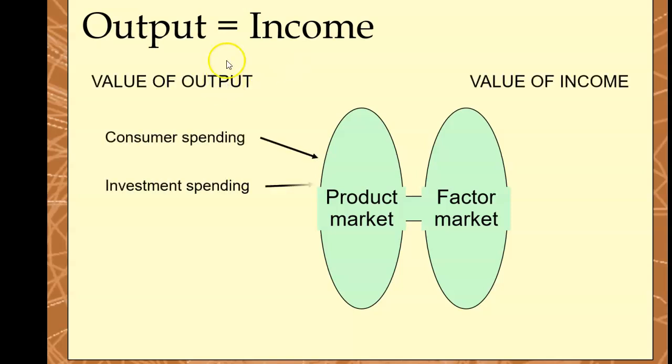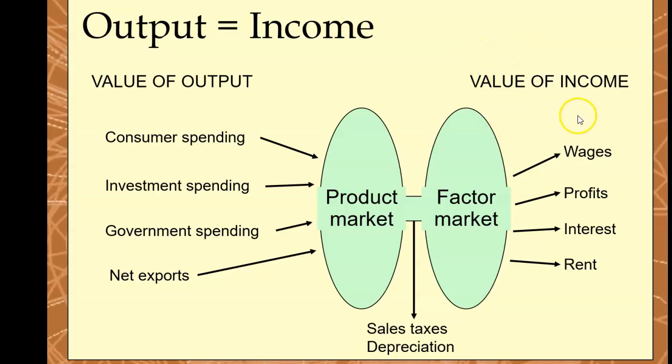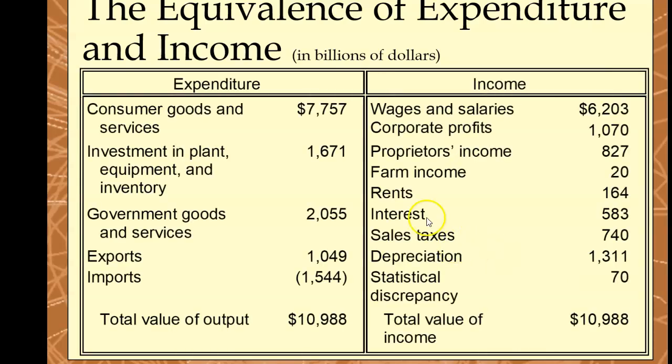So you can see here, the value of all output, we can measure that by spending: the spending on consumer goods, the spending on investment, the government. That's got to equal the value of all income producing that output. And the income includes wages, profits, interest, and rent. So you could see here on the left-hand side, we're trying to measure GDP by looking at spending on new output. That equals almost $11 trillion. But what if we actually looked at all of the income earned in the production of this output? You're going to get the exact same number.